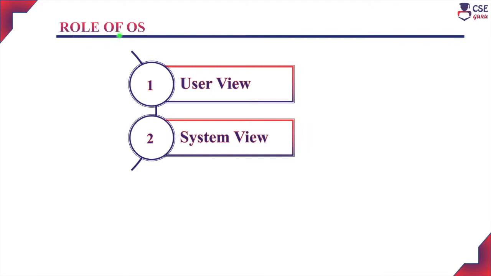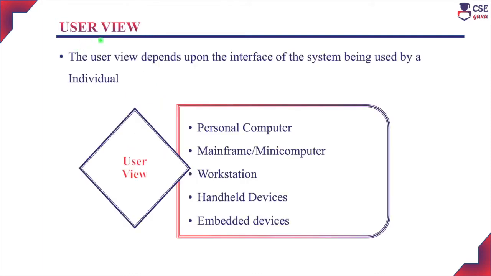The role of operating system is discussed based on two viewpoints. One is user view and another one is system view. The user view is nothing but the operating system role to prioritize the user needs. So, the user view depends upon the interface of the system being used by the individual.